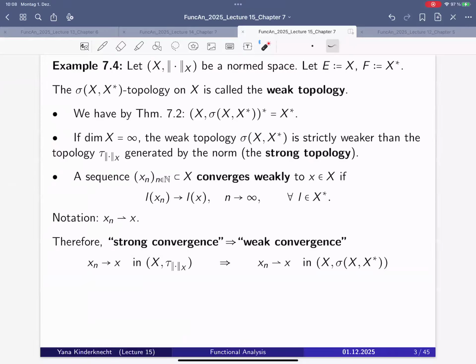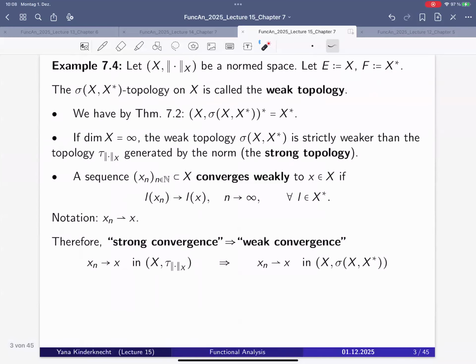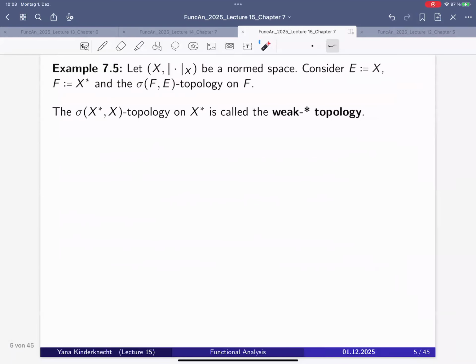Now we go further and we consider example 7.5. Again, X is a norm space. Hence, we may consider the pairing of X, and as F, we may consider its topological dual. That is, the topological dual to this topological vector space. And hence now we may consider the sigma(F, E) topology on F. That is in this picture. So if we have X here and X star here, then the topology here is called the weak topology. And now we are discussing this topology, and this is called the weak star topology.